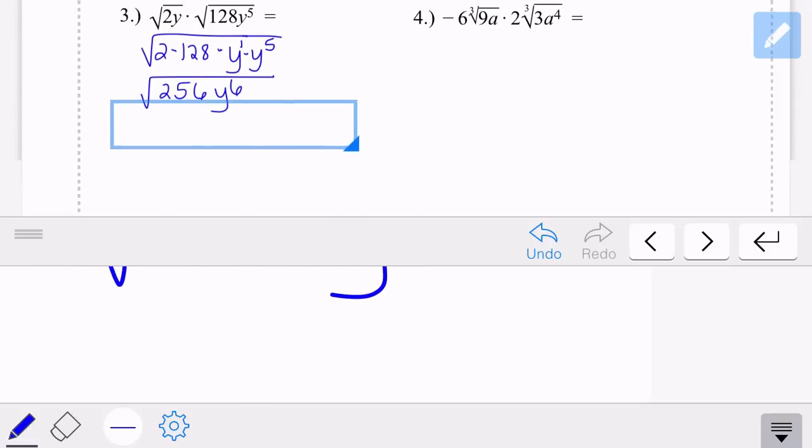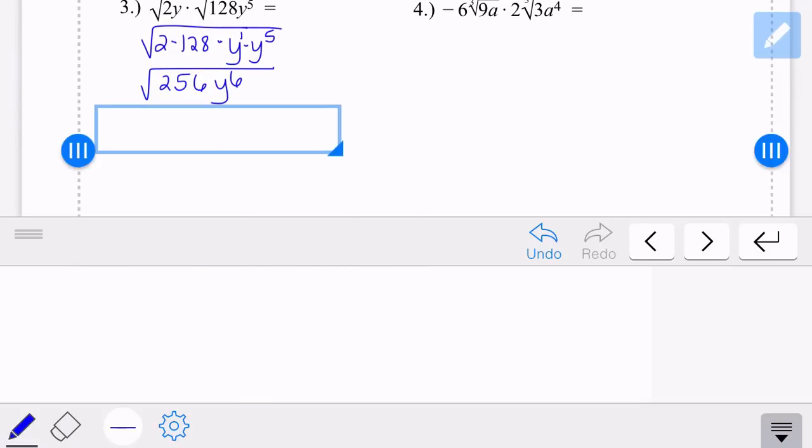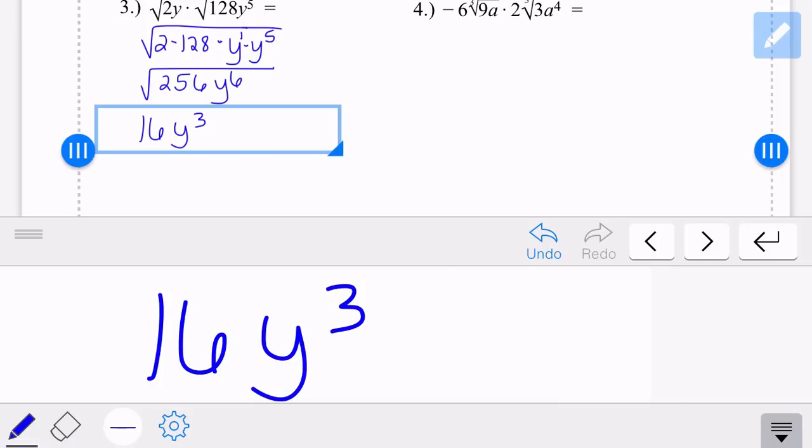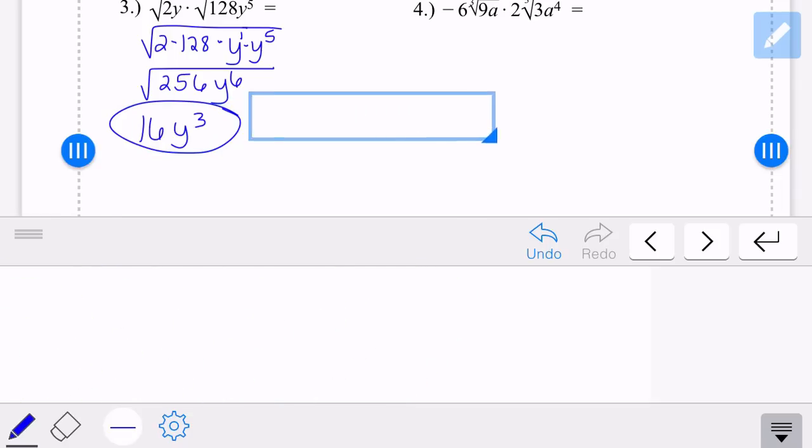And then you try to take the square root, and if you check, 256 should be a perfect square, and that would be 16. And then if you take the square root of y to the 6th, that's going to give us y to the 3rd. So that one, the radicals totally simplify.